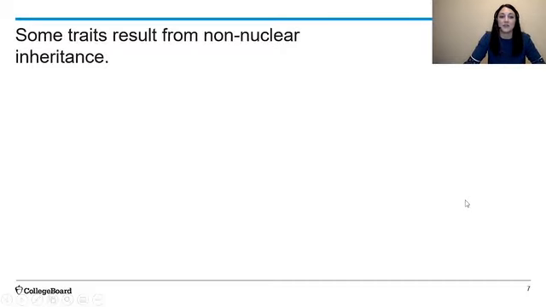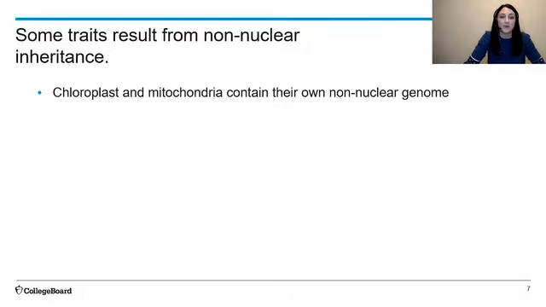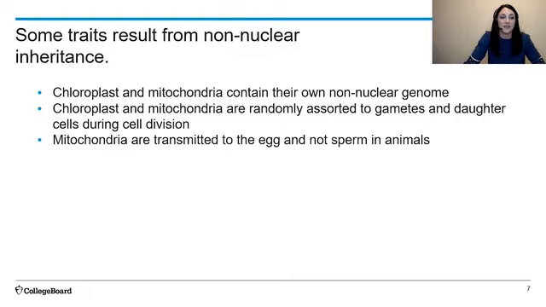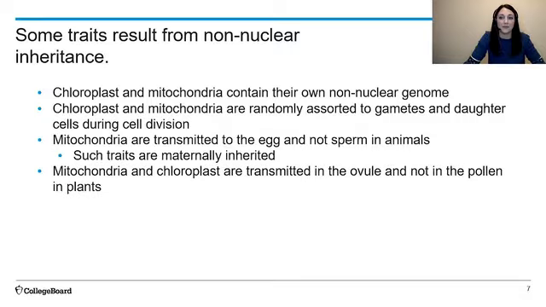Right, some traits can result from what we call non-nuclear inheritance. So chloroplast and mitochondria, remember, contain their own non-nuclear genome. They have their own DNA. And chloroplasts and mitochondria are randomly assorted into gametes and daughter cells during cell division. The mitochondria are transmitted to the egg and not the sperm in animals. So that means that the mitochondria and their traits on their DNA are maternally inherited from the mother.